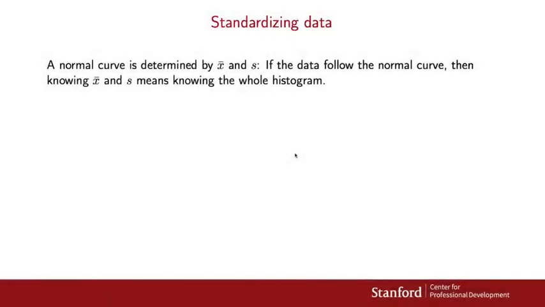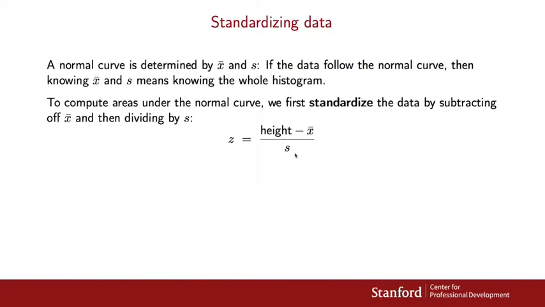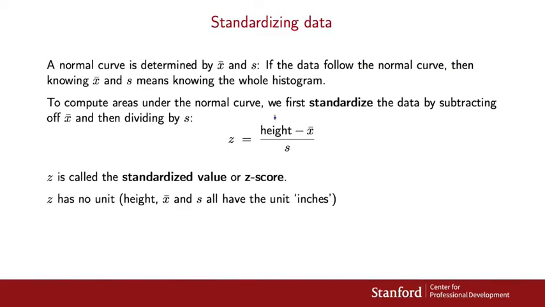A nice fact about the normal curve is that it is completely determined by the mean and the standard deviation. Once we know the mean and the standard deviation, then we know the whole histogram and we can compute percentages. To do that, we first standardize the data. Standardizing means that we take the data, in this case the height measurements, and we subtract off the mean and divide by the standard deviation. Oftentimes, the resulting standardized data is denoted by z. It's called a standardized value or z-score. Now keep in mind that z has no units.